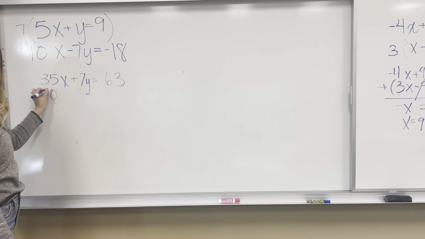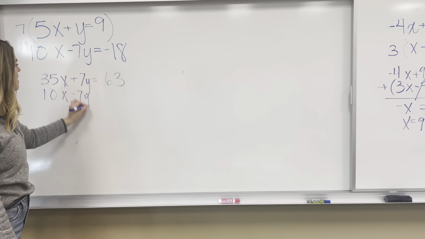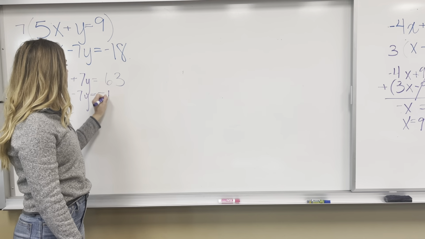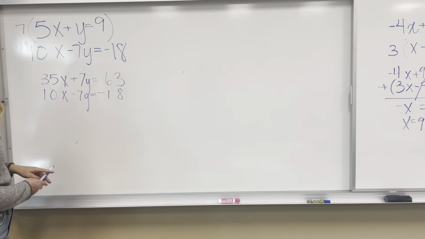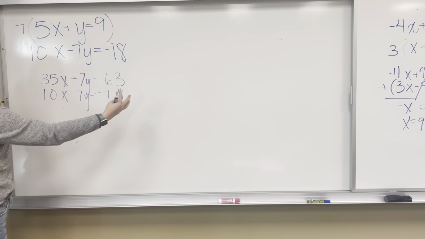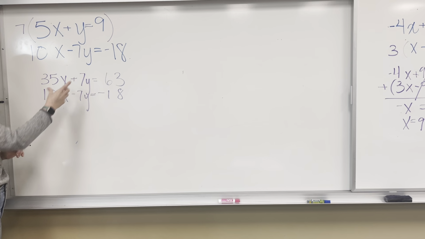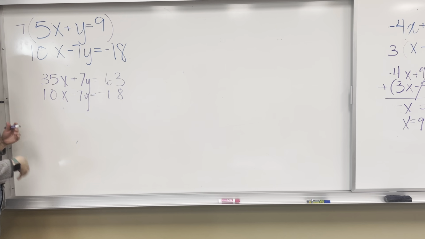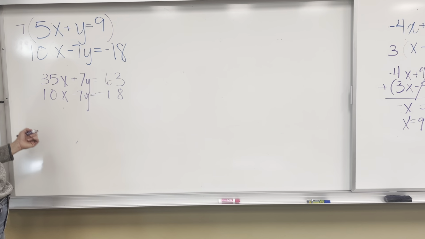And then 10x minus 7y equals negative 18. Again, the reason I chose the 7 was because I want opposite signs here, so then I can simply just add the equations. When we have opposite signs, we add. When we have same signs, we subtract. And sometimes errors happen in subtraction. So here we go, we're adding.